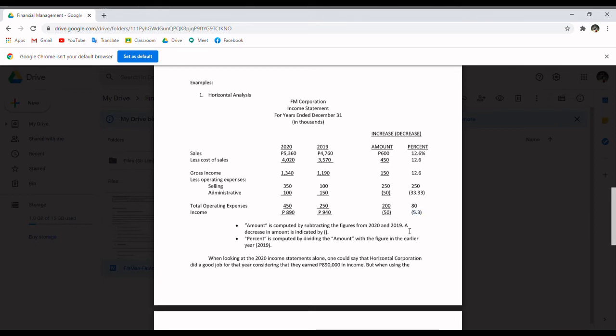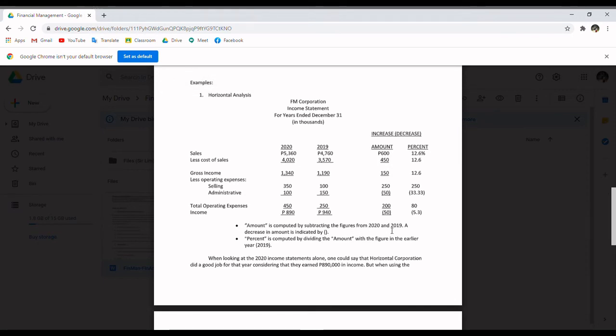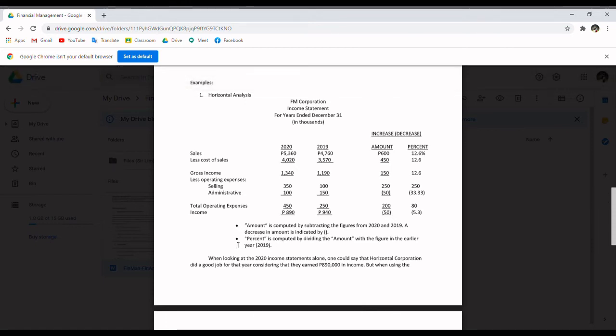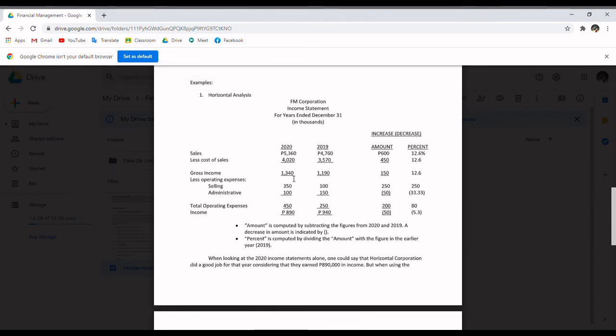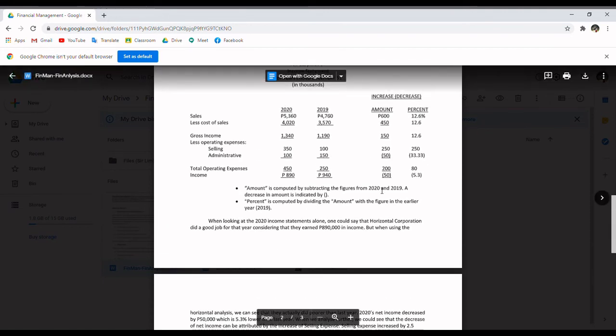So as stated earlier, the amount or the peso change is computed by subtracting the 2019 figures from the 2020 figures. A decrease in amount is indicated by parentheses. Next, we have the percent. The percent is computed by dividing the amount by the figure in the earlier year, which is 2019, because 2019 is earlier than 2020.